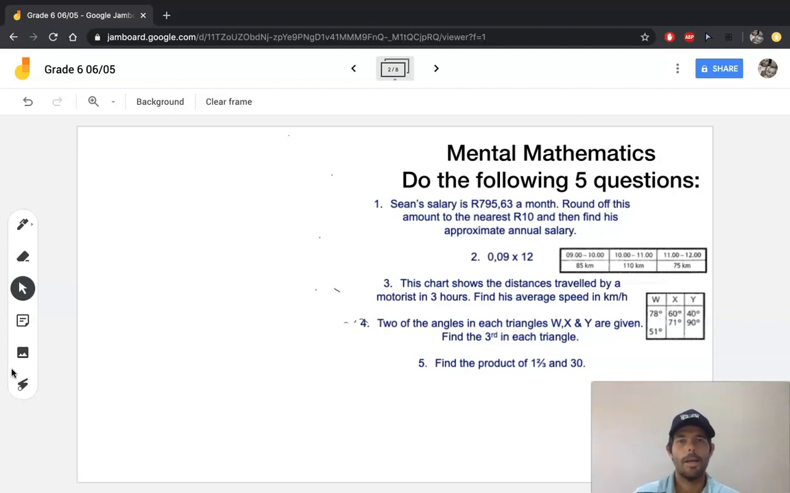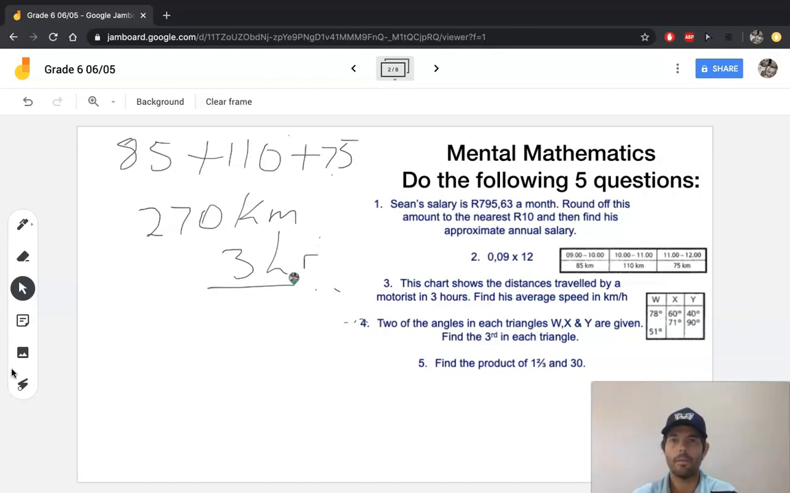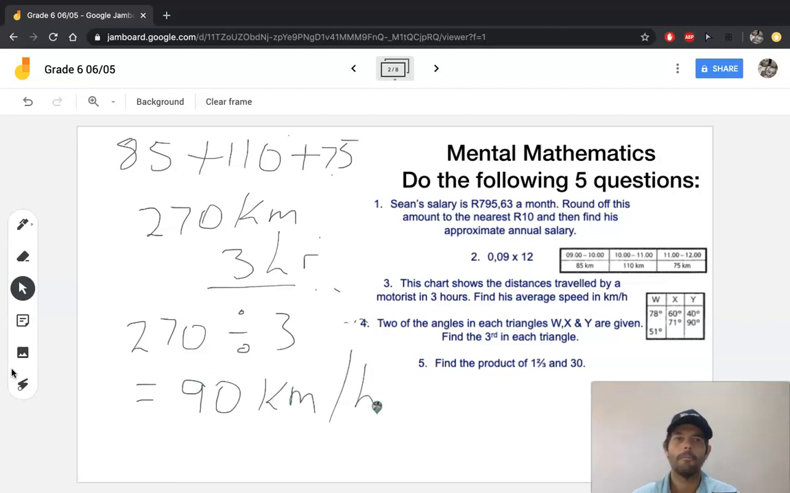Question 3. This chart shows the distances traveled by a motorist in 3 hours. Find his average speed in kilometers per hour. So if we add up the distances, he's got 85, 110, and 75. Okay, we add those up, that gives me 270 kilometers in 3 hours. Okay, so if I want to get it to 1 hour, I divide 3 by 3 to get 1 hour. So I must therefore divide 270 by 3, and that's going to give me 90 kilometers per hour.